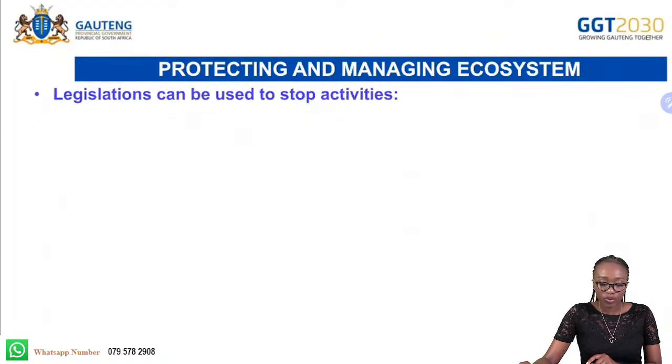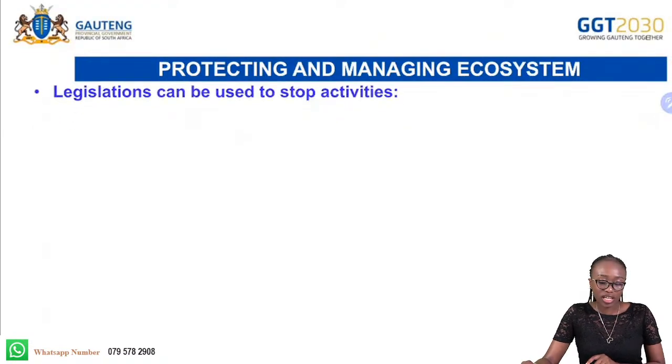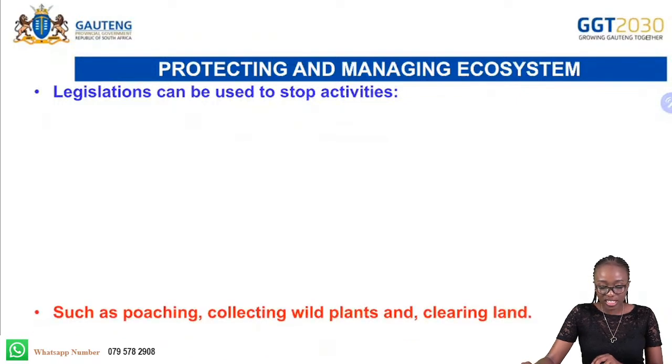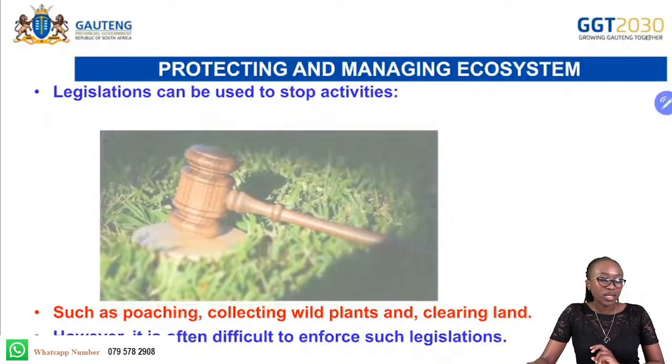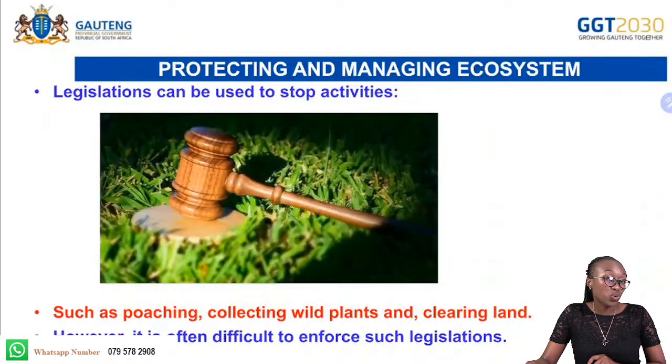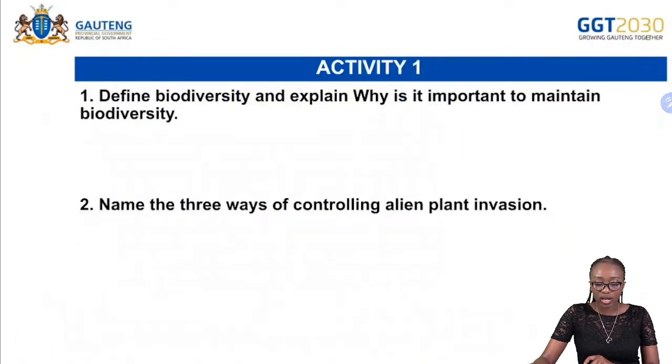Now, another way of protecting and managing ecosystems is introducing what are called legislations to stop activities such as poaching, collecting wild plants, and clearing of land. These legislations are very important, but from time to time they can prove a bit difficult to enforce.